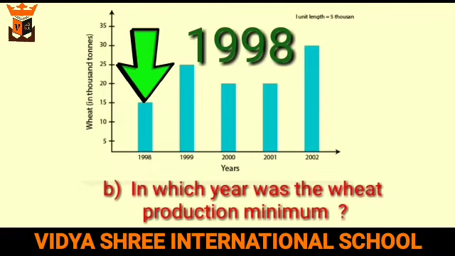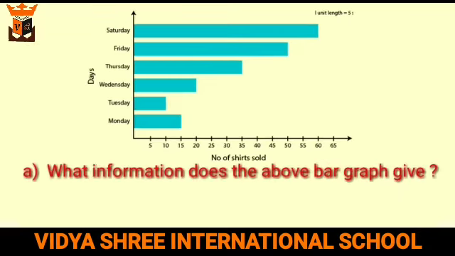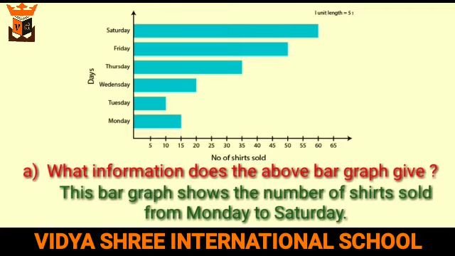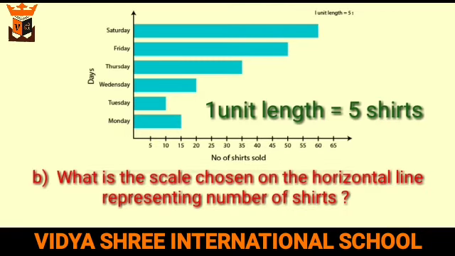Question number 2: observe this bar graph which is showing the sale of shirts in a ready-made shop from Monday to Saturday. Now answer the following questions. What information does the above bar graph give? You can see this bar graph shows the number of shirts sold from Monday to Saturday. Second question: what is the scale chosen on the horizontal line representing the number of shirts? Here the scale chosen is 1 unit length equals 5 shirts.